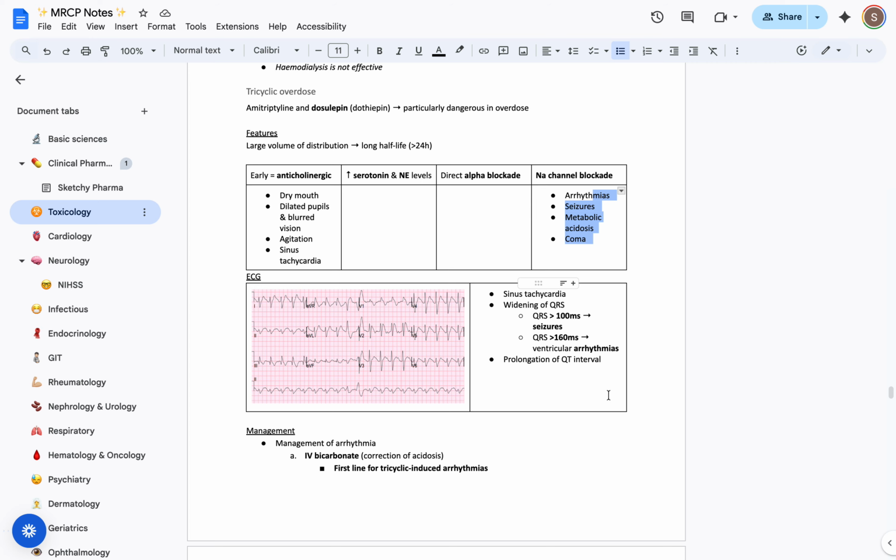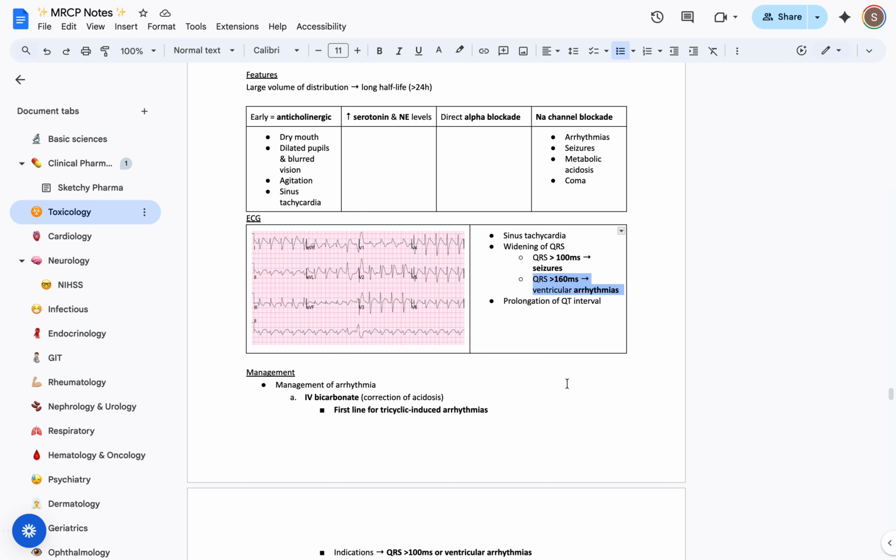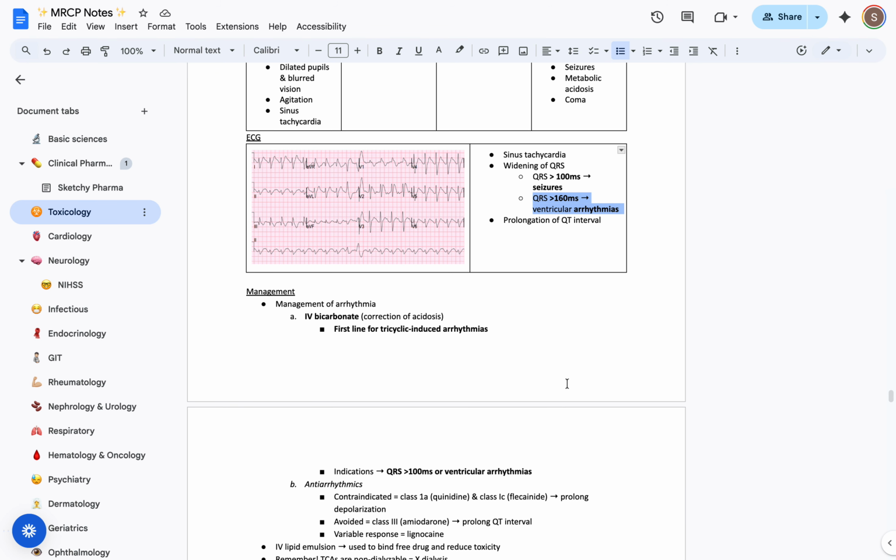So you're going to have sinus tachycardia and then widening of the QRS. If the QRS is more than 100, seizure. If it's more than 160, arrhythmia. How do you manage? You give IV bicarb to correct the acidosis. That's the first line. It's indicated when the QRS is either more than 100 or the patient has a ventricular arrhythmia. The second thing is antiarrhythmics.